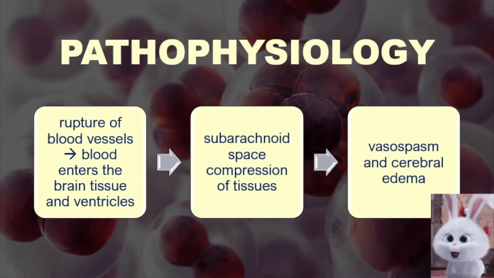Now, the pathophysiology. In hemorrhagic stroke, there is rupture of the blood vessels, and then the blood enters the brain tissue and the ventricle. Because of this, there will be compression of tissues. The result of the compression of your tissues is vasospasm and then cerebral edema. So it's just bleeding resulting in compression, and then compression becomes vasospasm and cerebral edema. This needs to be addressed, or else the sequelae will continue.